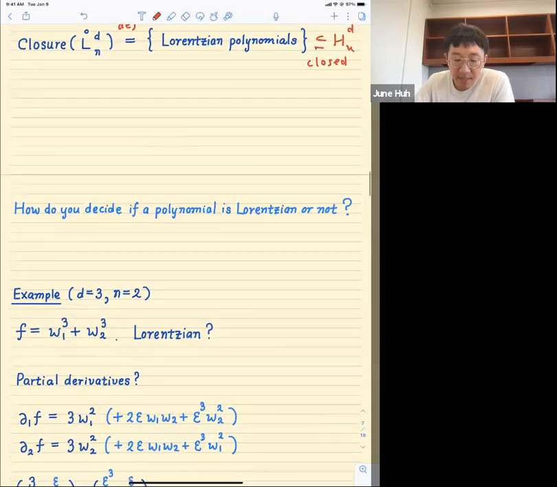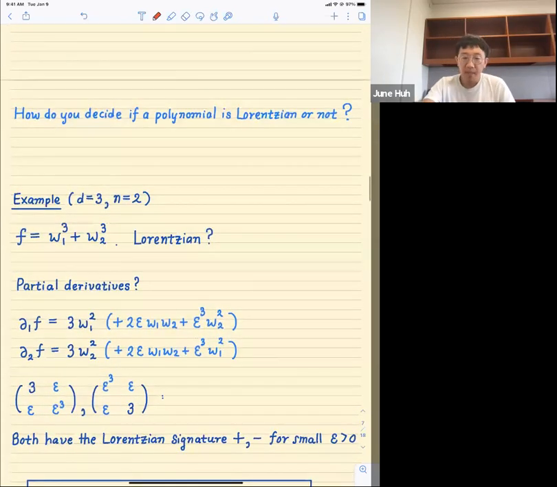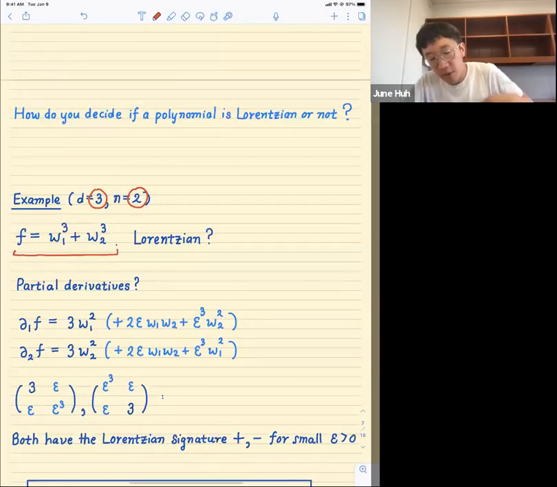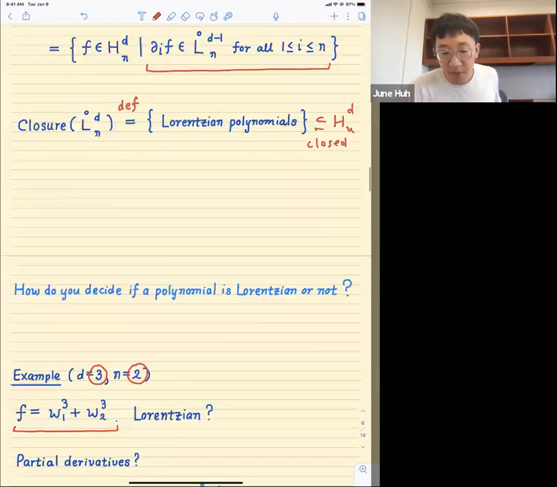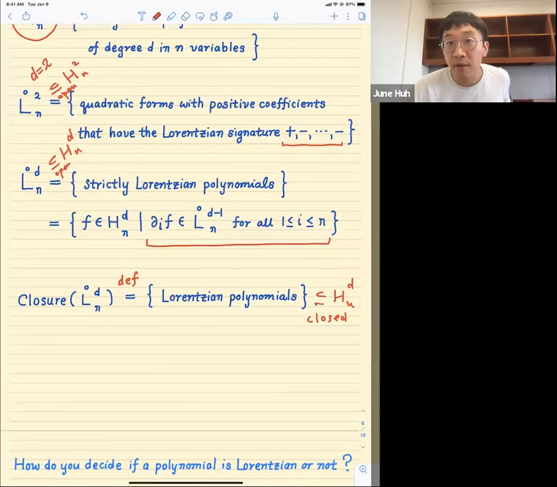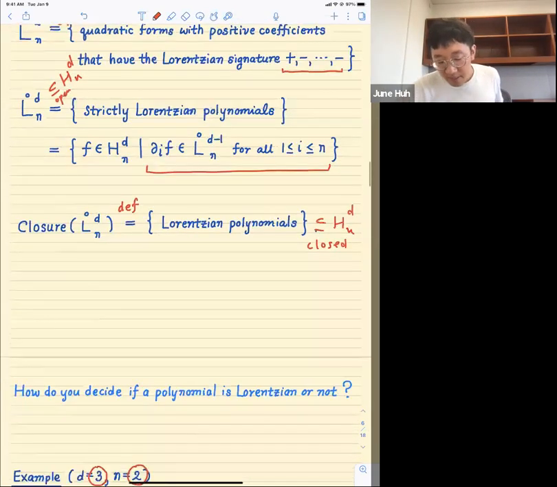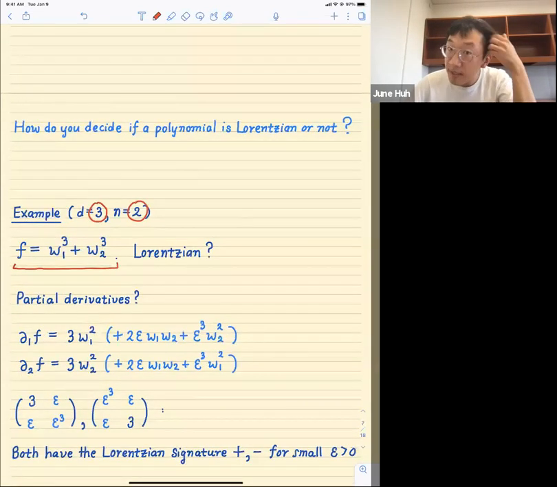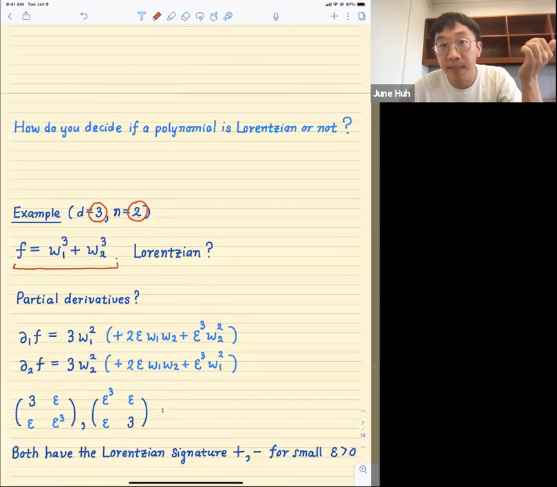So here is maybe the simplest possible example, a case when d is 3 and n is 2. So cubic forms in 2 variables, and maybe somebody gives you the sum of 2 cubes, w1 cubed and w2 cubed, and you are asked whether this is Lorentzian or not. Well, we don't have an obvious algorithm for testing, but since, as you see in the definition of strictly Lorentzian polynomials, taking derivatives is built into the definition, it looks like a good idea to first take the 2 derivatives and see whether they are Lorentzian.